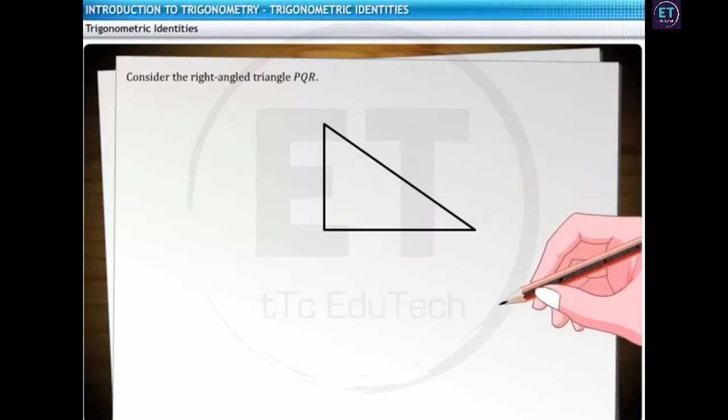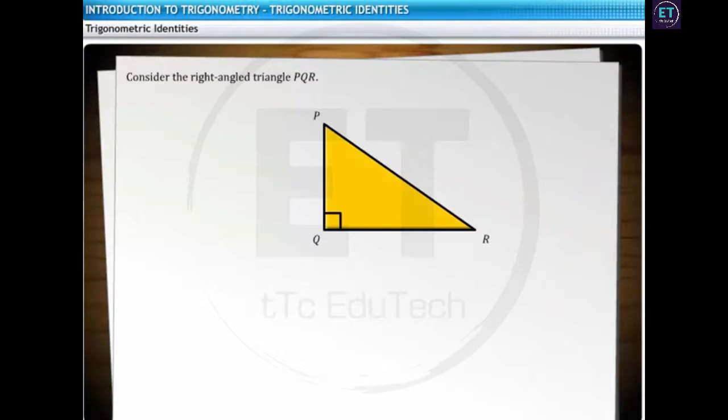Consider the right-angled triangle PQR. By Pythagoras' theorem, we know that in the right-angled triangle PQR, the sum of the square of the sides PQ and QR is equal to the square of the hypotenuse PR.